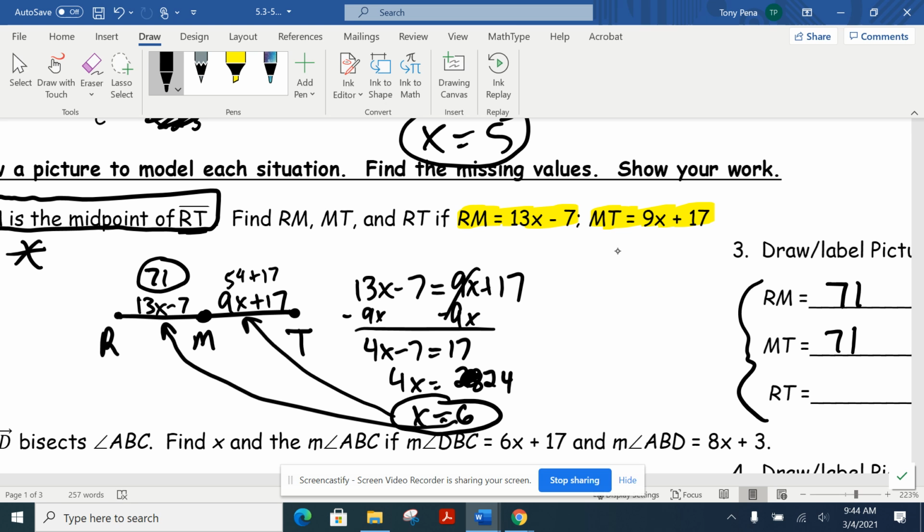R to T is the full length. So it's from the beginning to the end. So it's 71 and 71 together. So that's 142. All right.